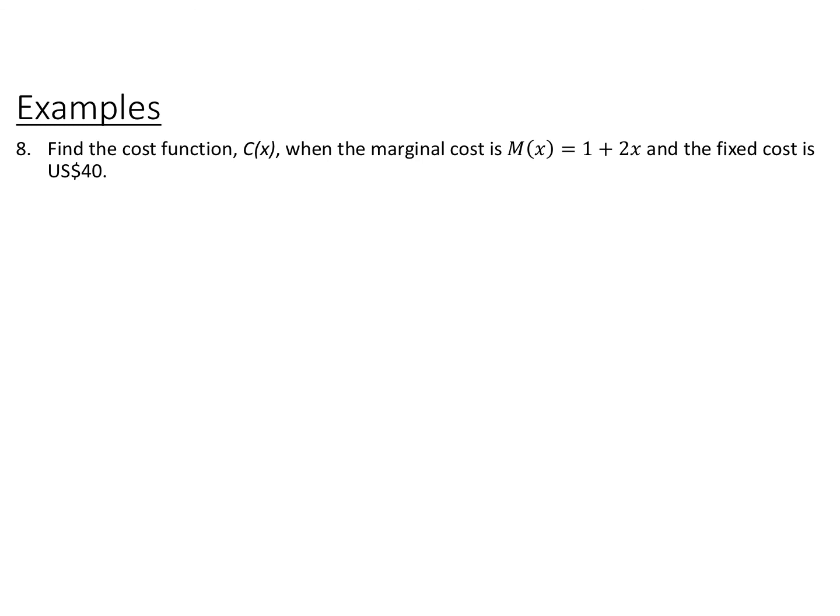The last example, it says find the cost function c of x when the marginal cost m of x is equal to 1 plus 2x and the fixed cost is $40 US. So we talked about back in the derivatives chapter that marginal cost is the cost per unit, so it's the gradient function of the original cost function. So use this gradient function, marginal cost, to help us find the original cost function.